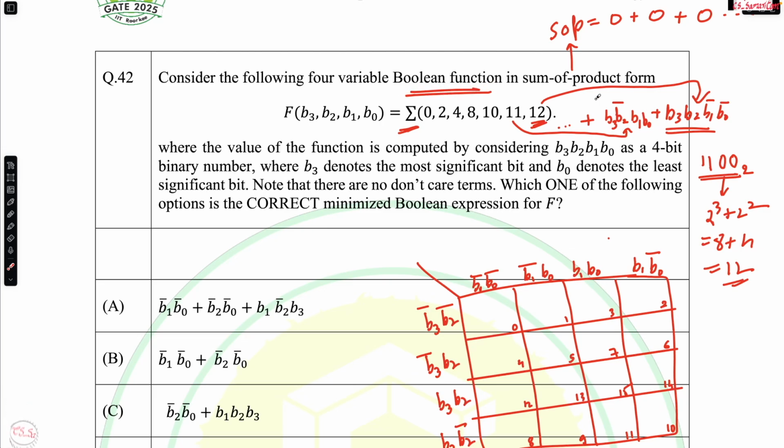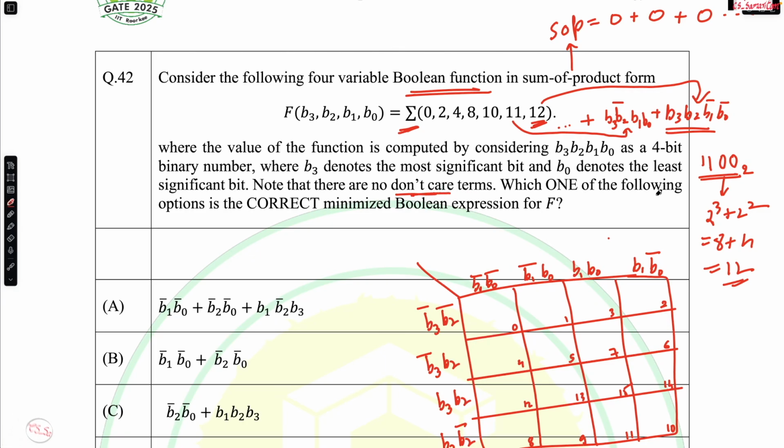So this is the Boolean function, and this is in sum of product form, where the value of the function is computed by considering this kind of expression as a 4-bit binary number. This is the basic funda of K-map. B3 denotes the most significant bit and B0 denotes the least significant bit. Note that there are no don't care terms. This is extra information that they have given us. Don't care is basically a cross that we put inside of the K-map that is sometimes given, but here it is not given. So there are not going to be any crosses over here.